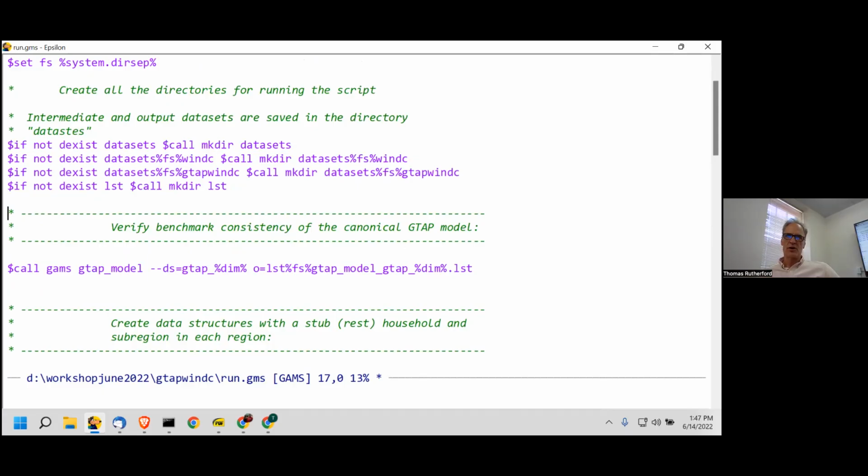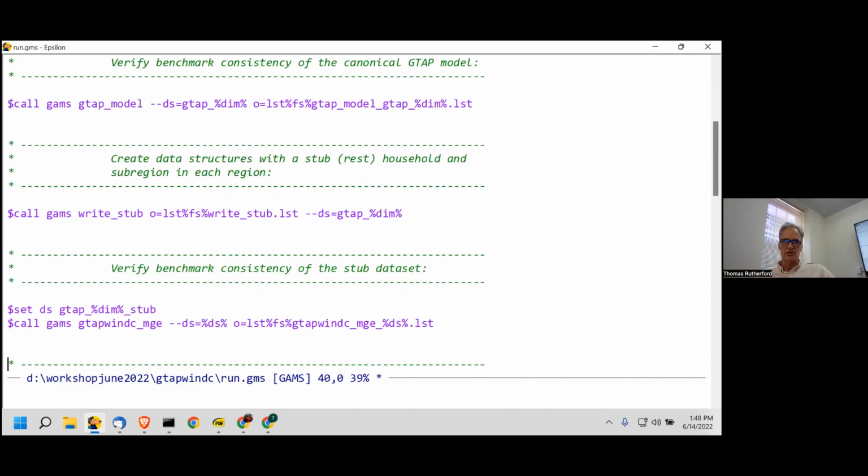So here's the code that basically takes these two models, the GTAP model and the WiNDC model, and combines them to make a single model where we're disaggregating both. The US national market is disaggregated into 50 state level markets, and the single representative household in the US is disaggregated into 250 households, where the shares follow what comes from WiNDC.